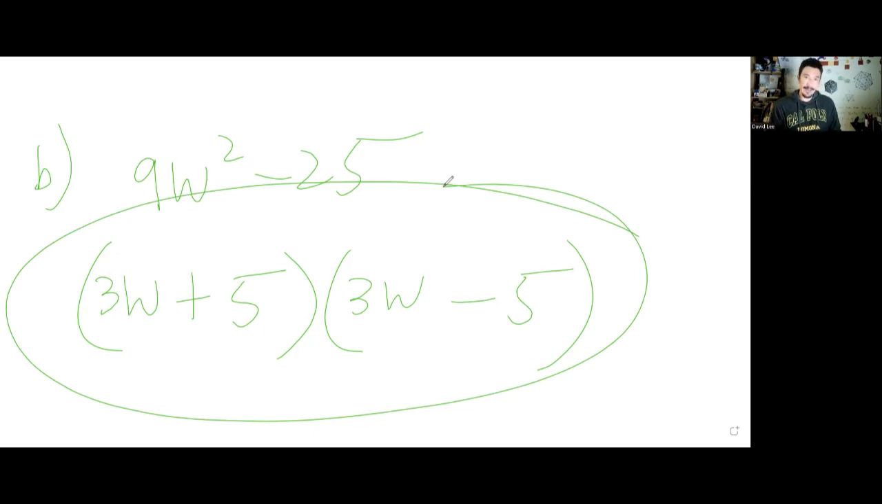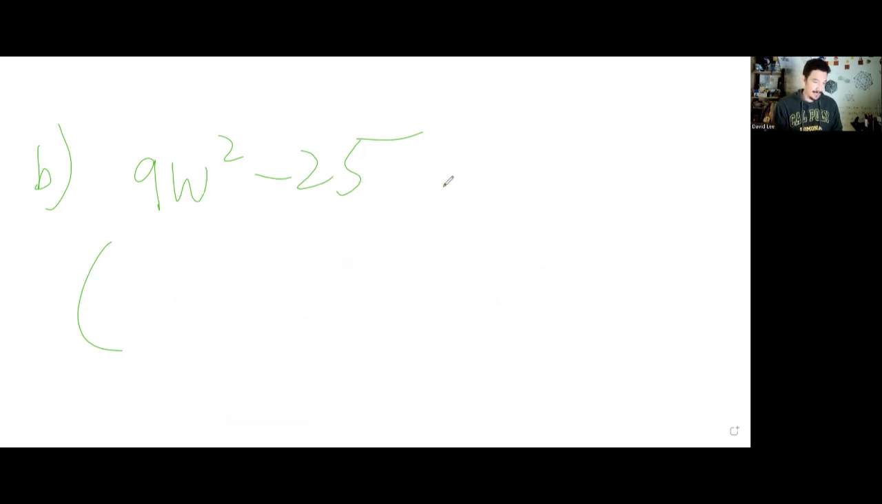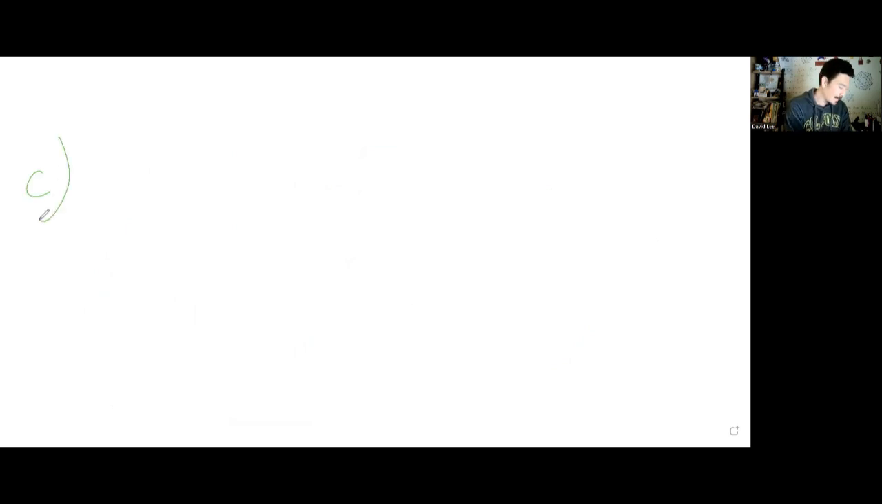Let's make this a little more interesting for those of you who want a challenge. How about example C? How about p to the power of 20 minus 100? Is this a perfect square? P to the 20th and 100? I think they are. And there's a difference because this is a minus.